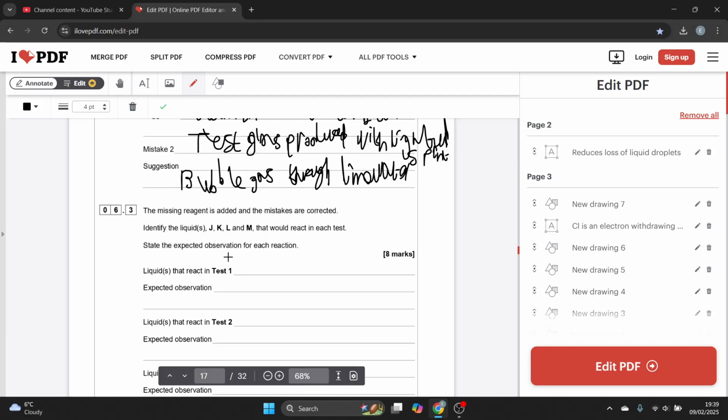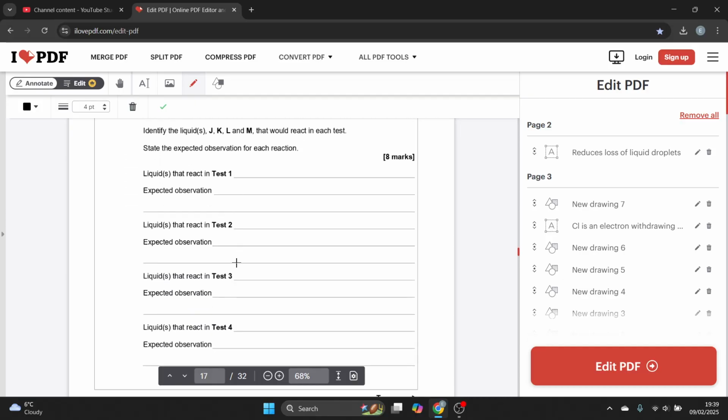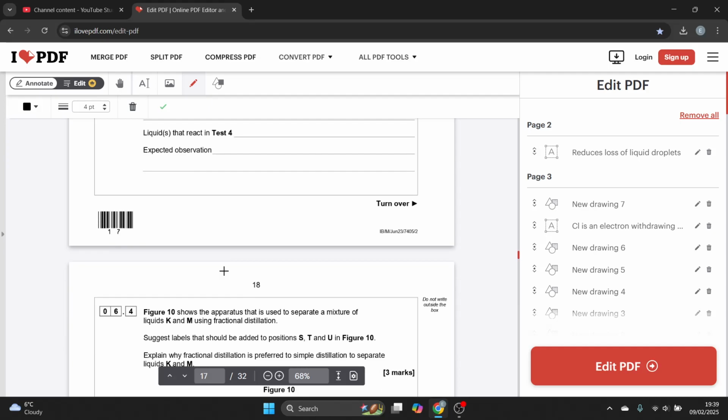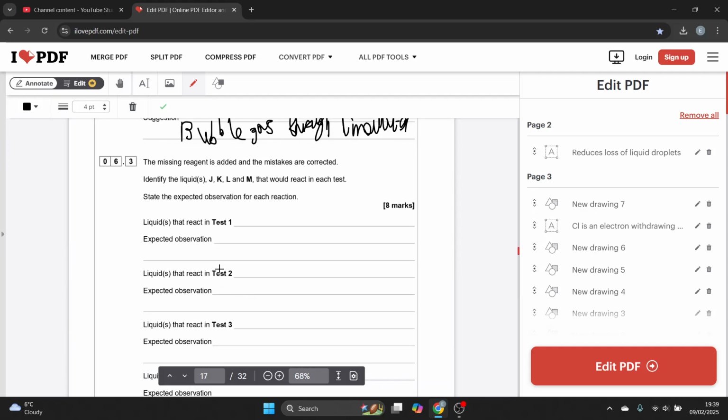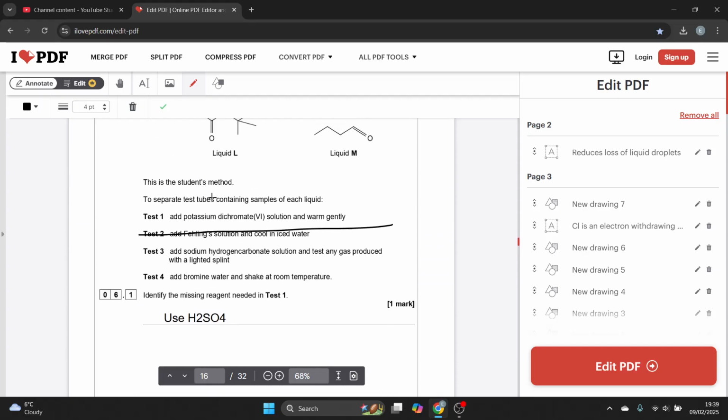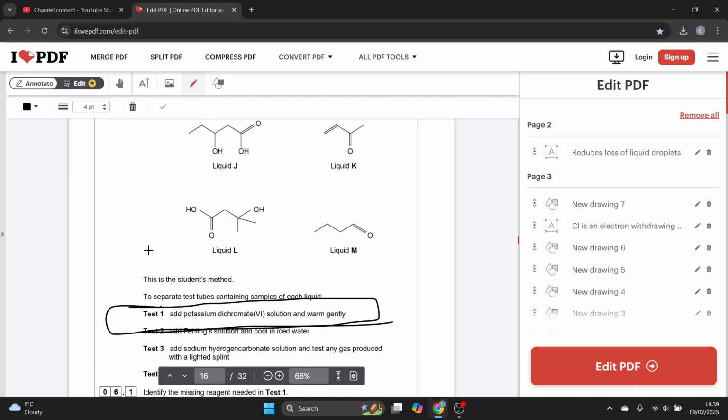Identify the main missing reagent added and mistakes corrected. Identify the liquids J, K, L and M that would react in each test. State the expected observation for each reaction. 8 marks. And it's literally how well you know your practical skills, how well you know the tests for functional groups and all of that. So liquids that react in test 1: add potassium dichromate(VI) solution and warm gently.